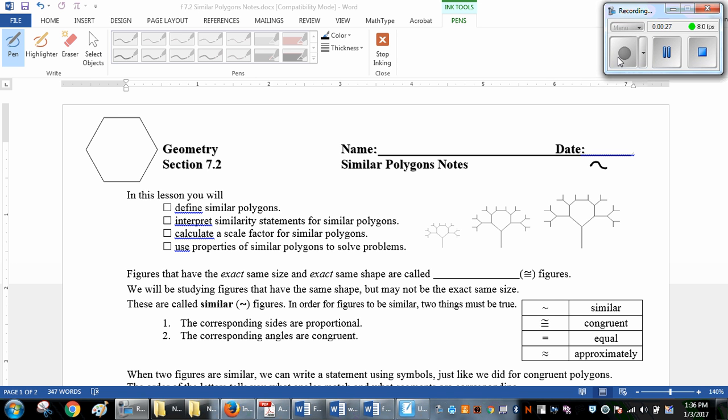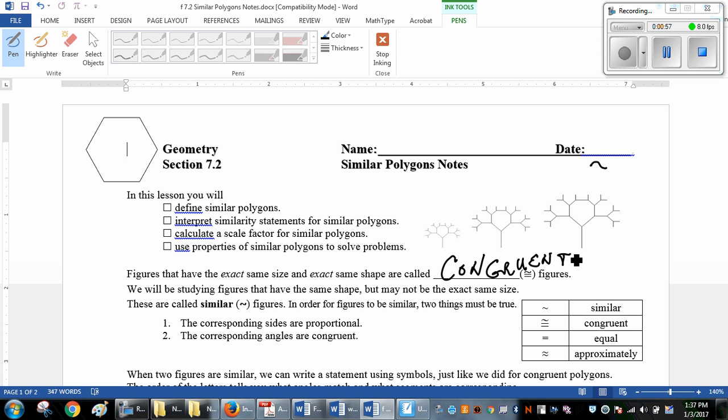Figures that have the exact same size and exact same shape are called congruent figures. You see that little symbol there, equal sign with that little tilde, that squiggle over the top? That means congruent. So make sure we're good with that symbol. We talked about triangle congruency previously. We're going to use some of the same ideas, but similarities can be a little bit different. So we're going to be studying now figures that have the same shape, but not necessarily the same size. And this is what similar figures are.